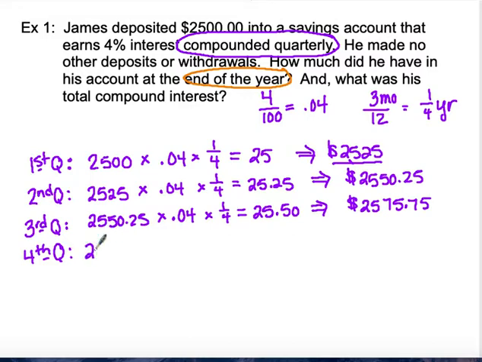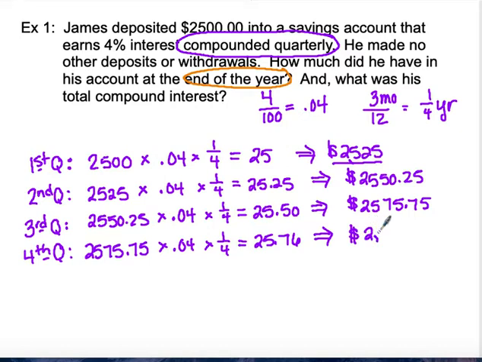And we're going to start with $2,575.75 times our 4% rate times our final quarter to give us interest of $25.76. That's going to leave us in our account at the end of quarter 4 with $2,601.51. So that's our amount we'll have in our account at the end of the year.